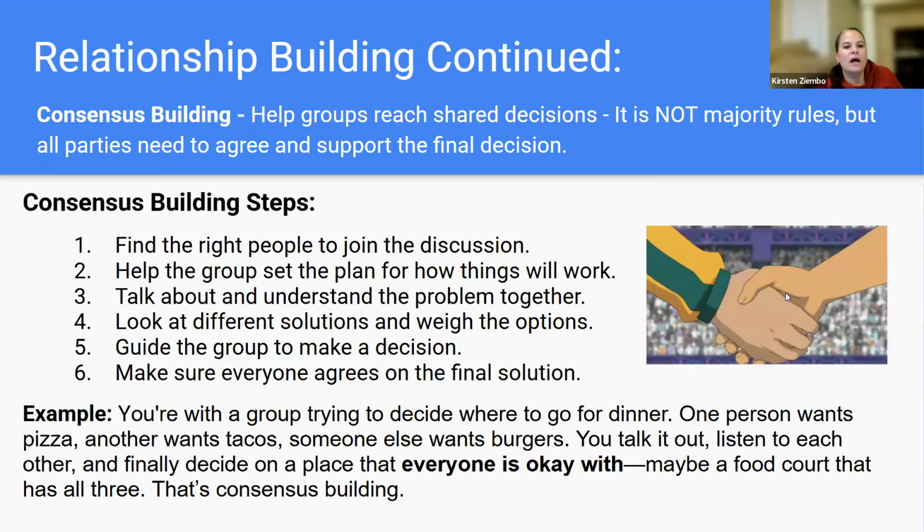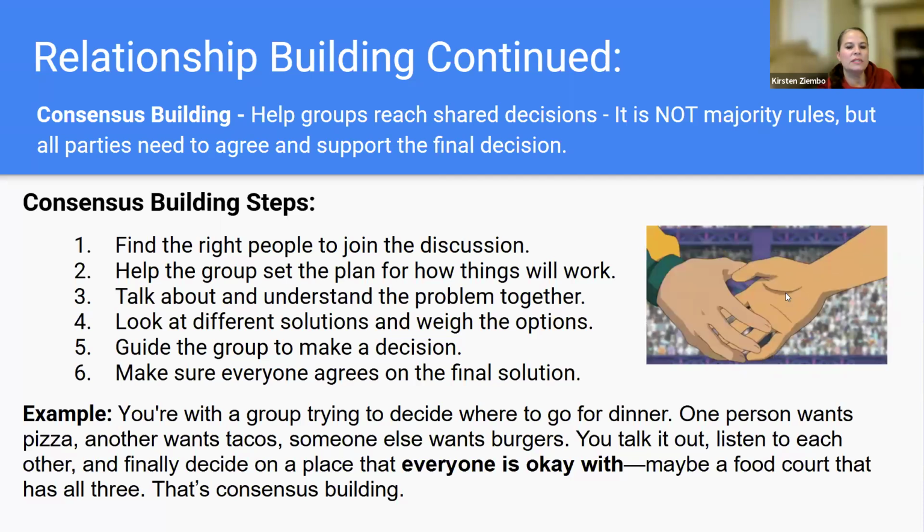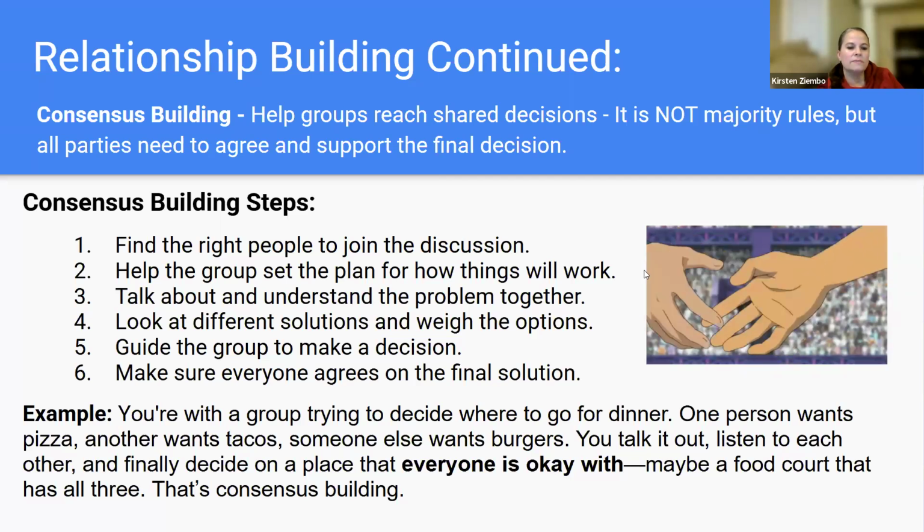Consensus building helps groups reach shared decisions. It's not just majority rules, but all parties need to agree and support the final decision. The steps in consensus building are to find the right people to join the discussion, help the group set a plan for how things will work, talk about and understand the problem together, look at different solutions and weigh the options, guide the group in making a decision, and make sure everyone agrees on the final solution.